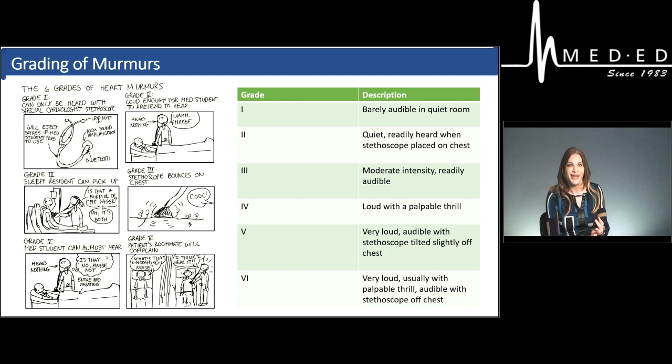So make sure to understand the grading of these. A grade 1 murmur is barely audible in a quiet room. Really, it would take an experienced cardiologist to hear that. Grade 2 is quiet. It's readily heard when the stethoscope is on the chest. Grade 3 is a moderate intensity. Grade 4 is loud, where you've got a thrill with it. And then, of course, grade 5 and 6 is where you can hear it with the stethoscope off the chest.